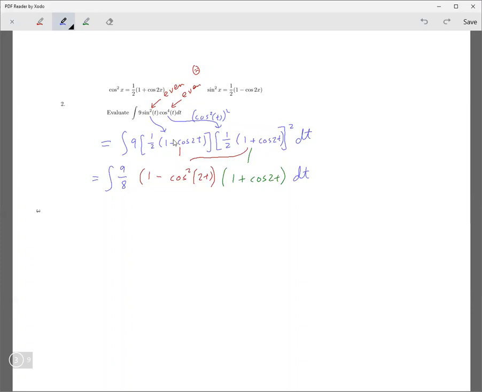I took one of them and multiplied by this one to get this, because it's 1 minus a, or so it's a minus b times a plus b, and so it's a squared minus b squared kind of thing. And then the other one is right there. Okay, this right here is sine squared of 2t, because 1 minus cosine squared is sine squared, but it's of 2t, right? And this is still 1 plus cosine of 2t.